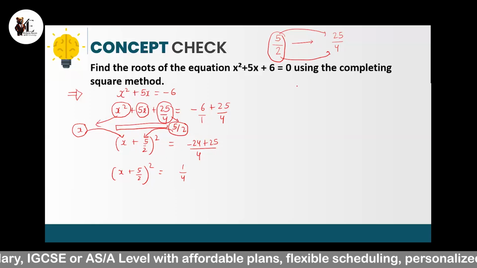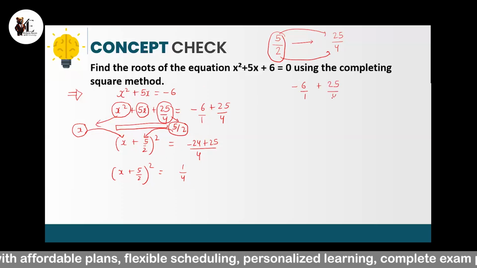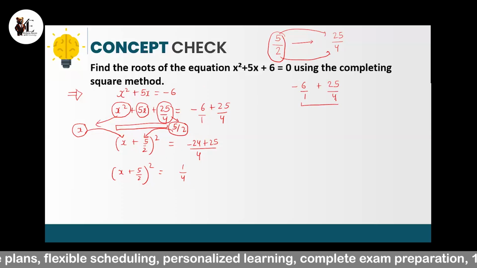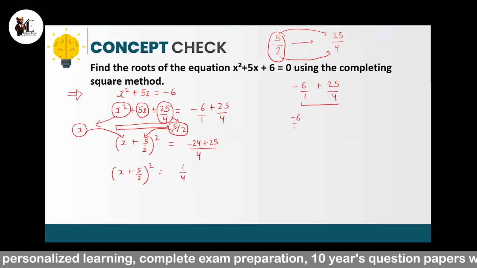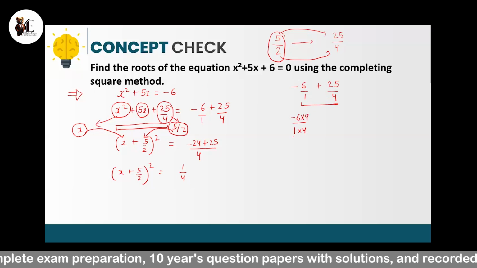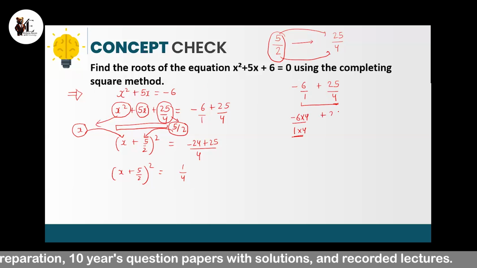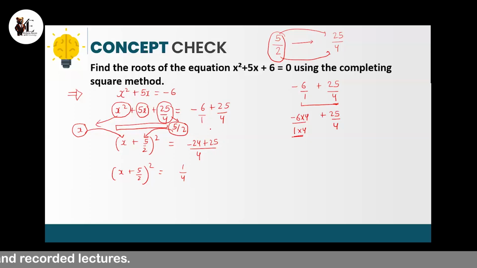Then on the right hand side, we had minus 6 over 1 plus 25 over 4. So we have to solve this. Firstly, we have to make the denominators the same. You can take the LCM for that, or you can simply multiply by 4, because here the denominator is 4, and if I have to make this also 4, I have to multiply by 4. If I am multiplying the denominator by 4, I have to multiply the numerator also by 4. Or you can take the LCM also. I'm just explaining both approaches. This is by LCM and this is by multiplying a fraction.